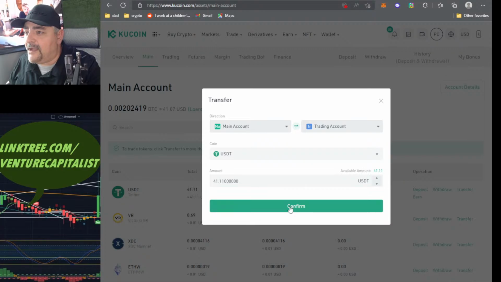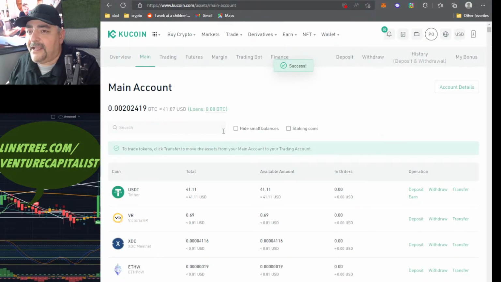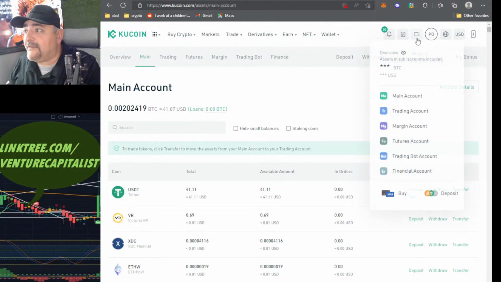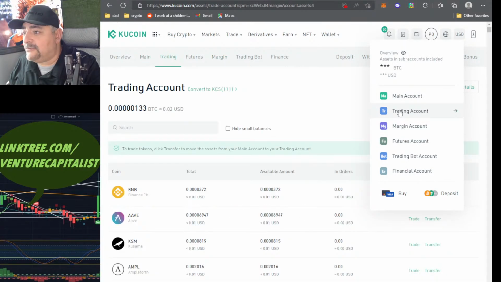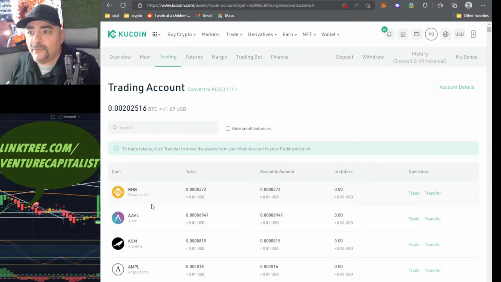You would select the amount, and then inside the trading account is where you would then take it and trade it into something that you need. So you go up here to this little circle, you go to your trading account. This is where your XLM will show up. You go to trade XLM, and you trade it into USDT.